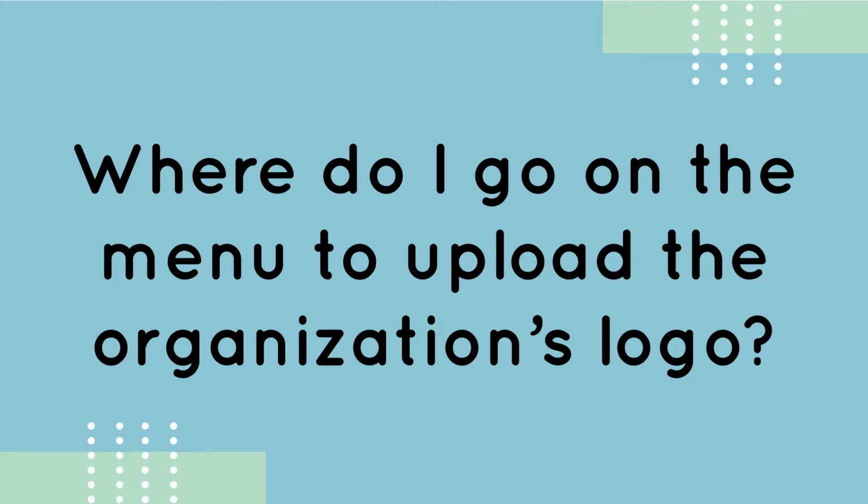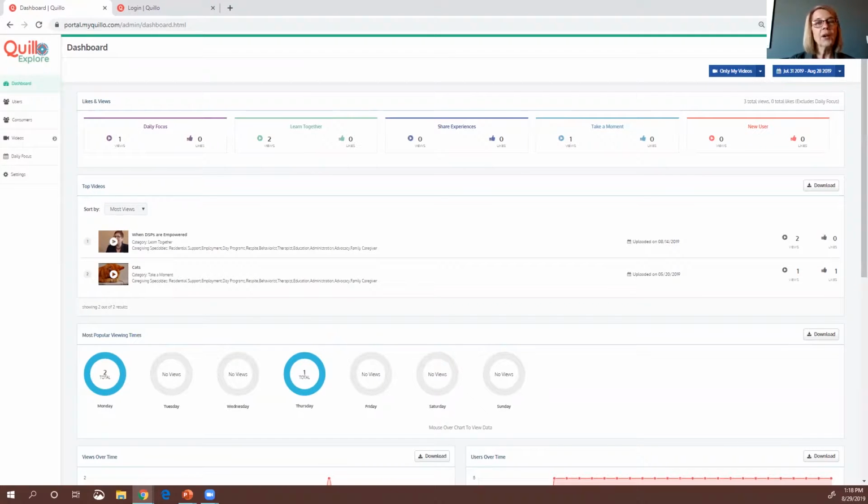The first question is, where do I go on the portal to upload the organization's logo? So think about that for a second. You've got those menu items there to the left. Where would you go? Hopefully you got it right. You would go to that Settings tab.